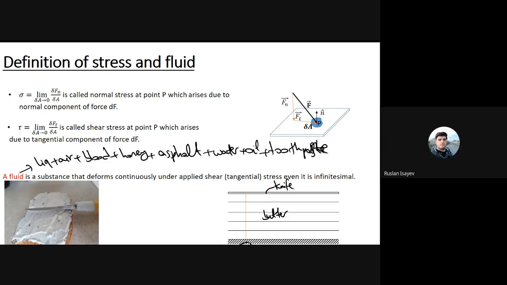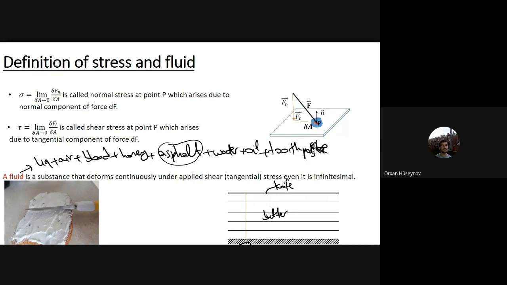Asphalt, is it a fluid? Yes, asphalt is a fluid. We'll talk about this one in our next slides, but asphalt is a kind of fluid. So these are the types of fluids, and it can be other fluids too. You will see in our next slides.